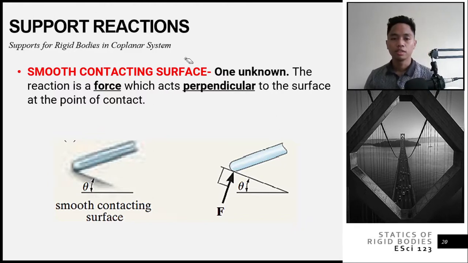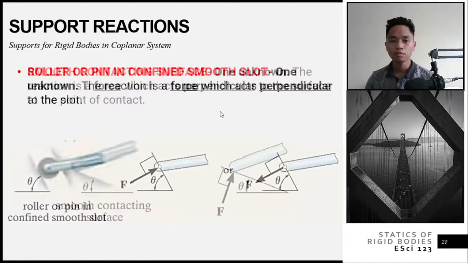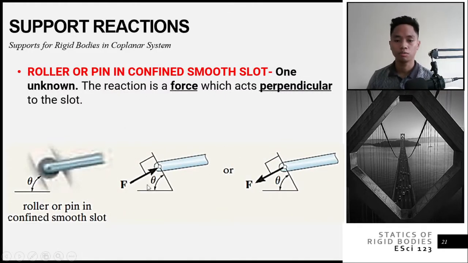Next is the roller or pin in a confined smooth slot. It is almost the same again: one reaction. It prevents translation in one direction, but you can still move in the other direction and you can still rotate. The part being prevented from translating is this part here, perpendicular to your slot. Therefore, it resists direct translation and gives you a reaction force perpendicular to your slot.